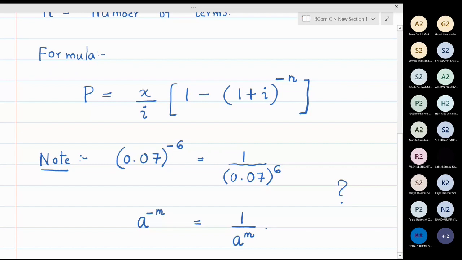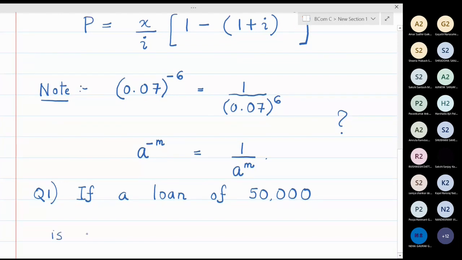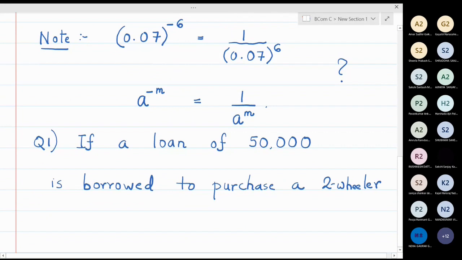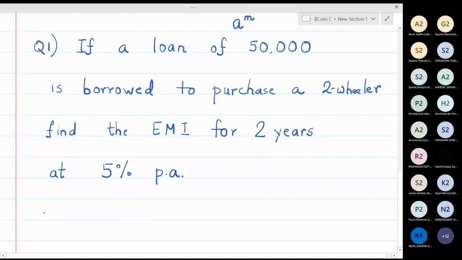Okay, so let us see the first question now. If a loan of rupees 50,000 is borrowed to purchase a two-wheeler, find the EMI for 2 years at 5% per annum. So this problem we want to solve now.